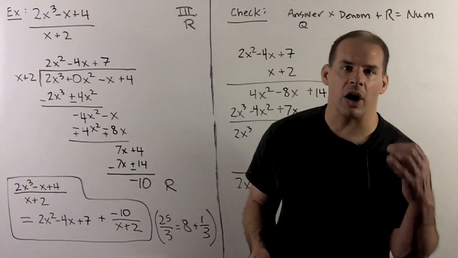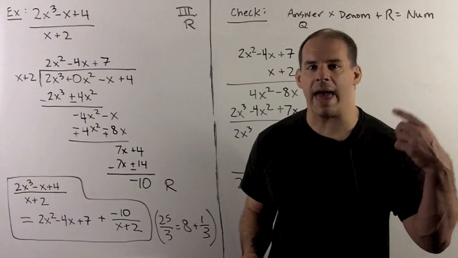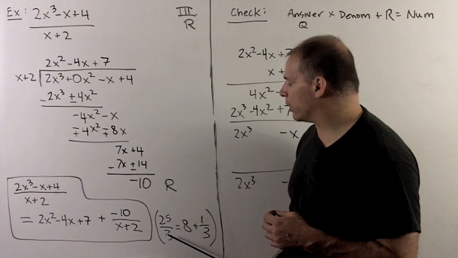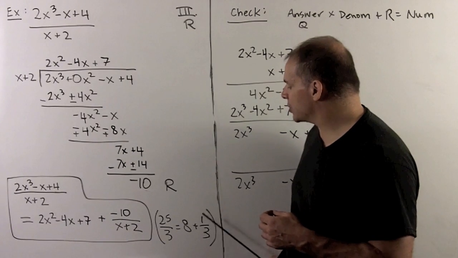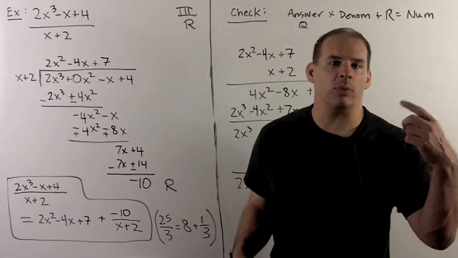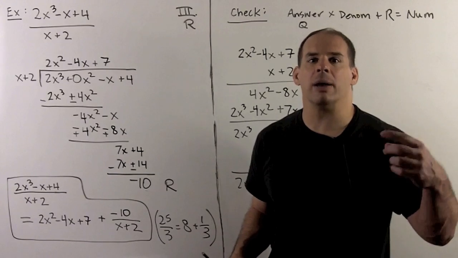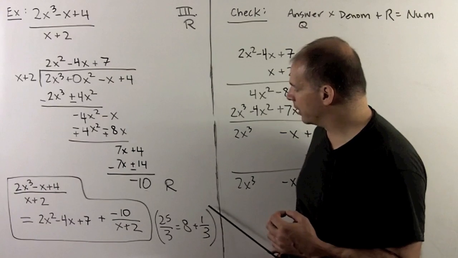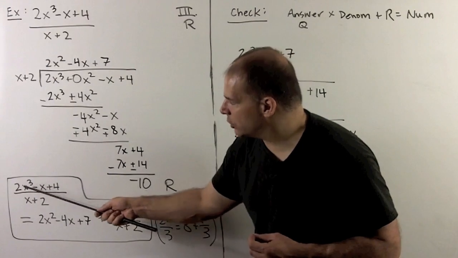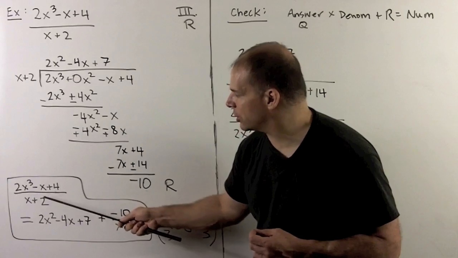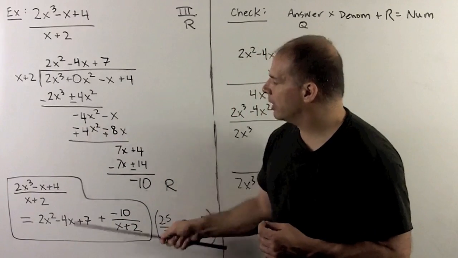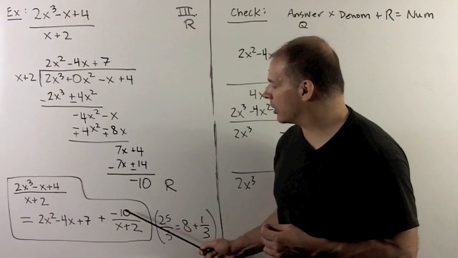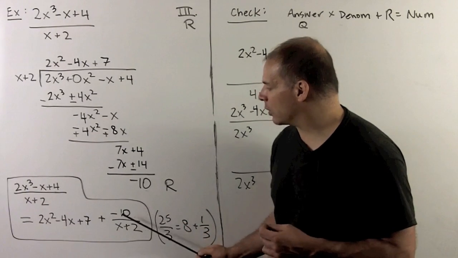Now, the way we write our answer, okay, let's remember what happens with integers when they don't divide evenly. So if I take 25 over 3, that's equal to 8 plus 1 over 3. So the way that we handle the remainder, we take our remainder and put it over the denominator. So that's how I get the 1/3 here. So in our answer, we take 2x cubed minus x plus 4 divided by x plus 2. We'll take the quotient, 2x squared minus 4x plus 7. Then I'm going to add to that the remainder, a minus 10, divided by the denominator, which is x plus 2.